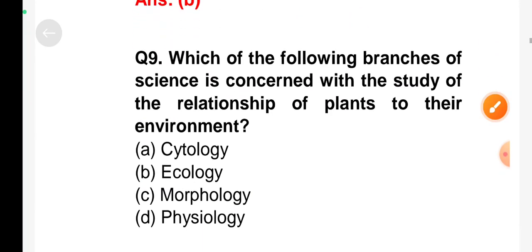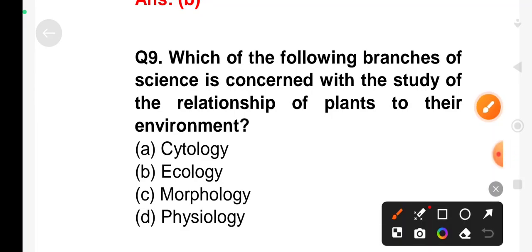Next question. Which of the following branches of science is concerned with the study of the relationship of plants to their environment? Option A, cytology. Option B, ecology. Option C, morphology. Option D, psychology. Right answer is option B, ecology.